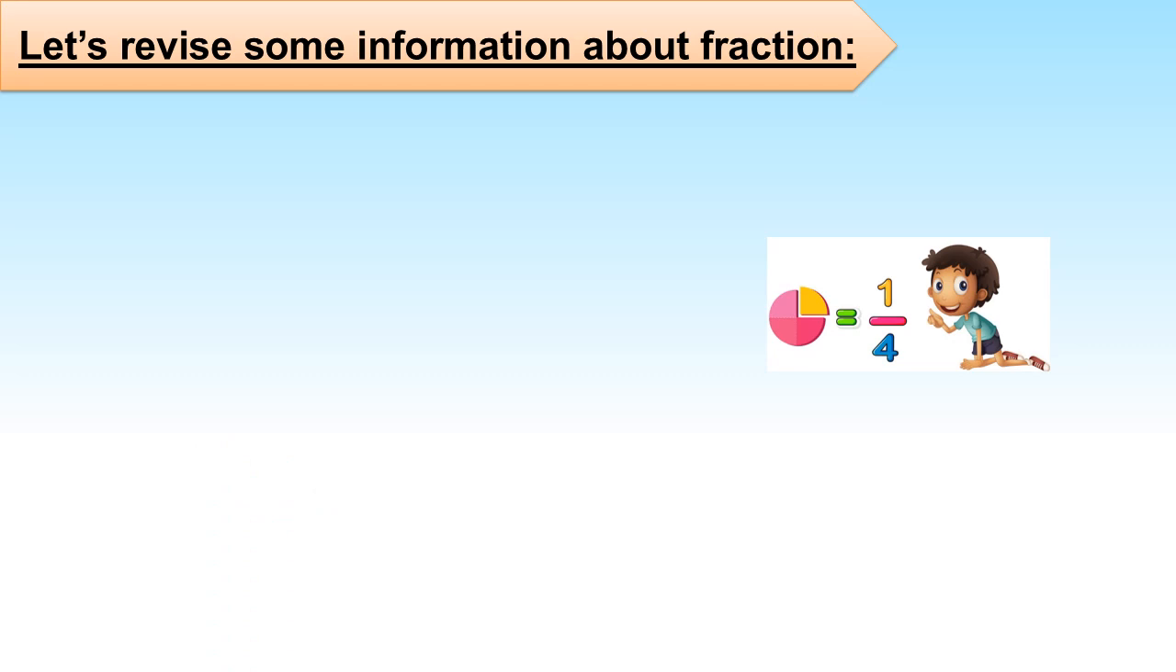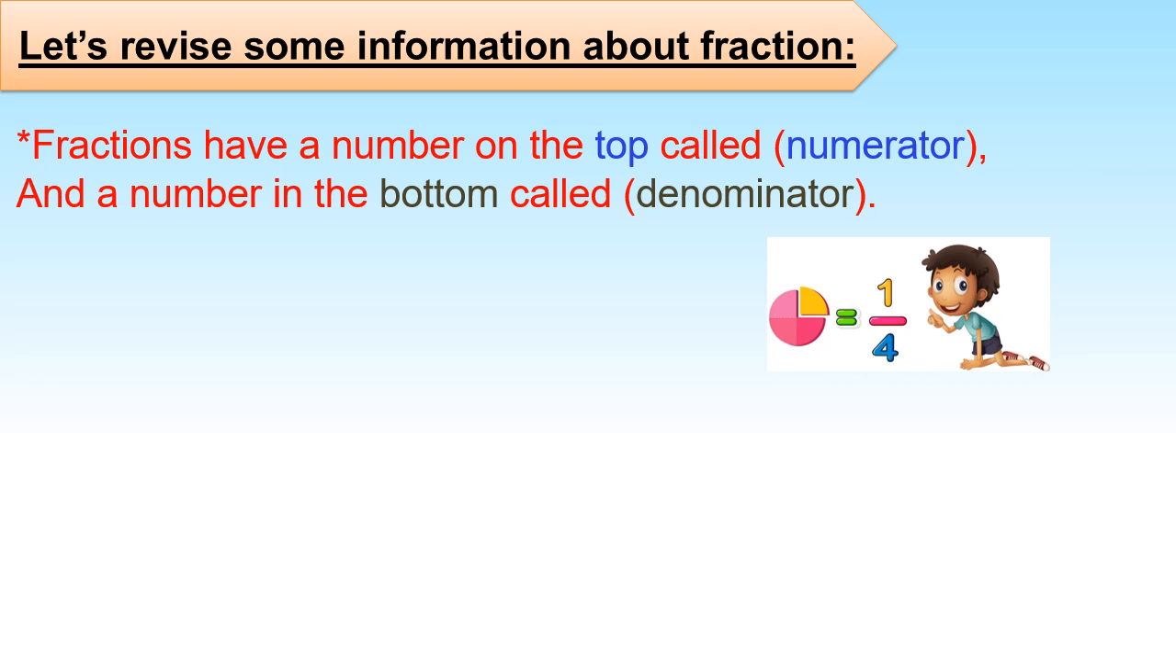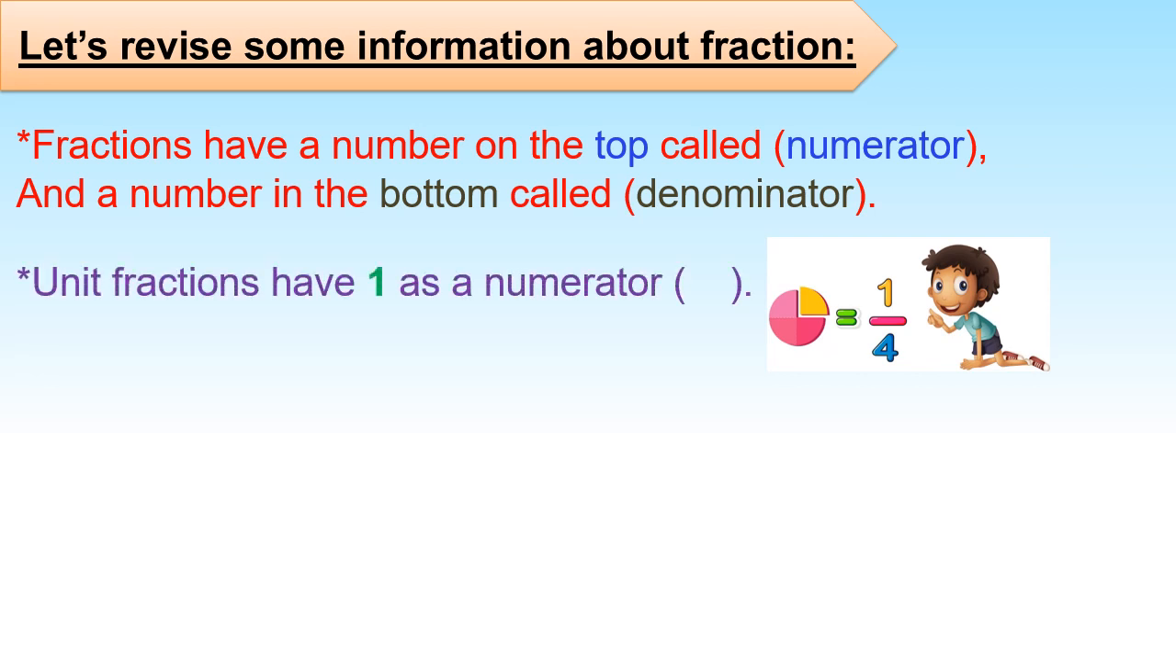Let's revise some information about fractions. Fractions have a number on the top, which is called the numerator, and a number on the bottom, which is called the denominator. Like in this photo, we have a quarter, it's 1/4. The number on the top, which is 1, is called the numerator. And the number on the bottom, which is 4, is called the denominator.